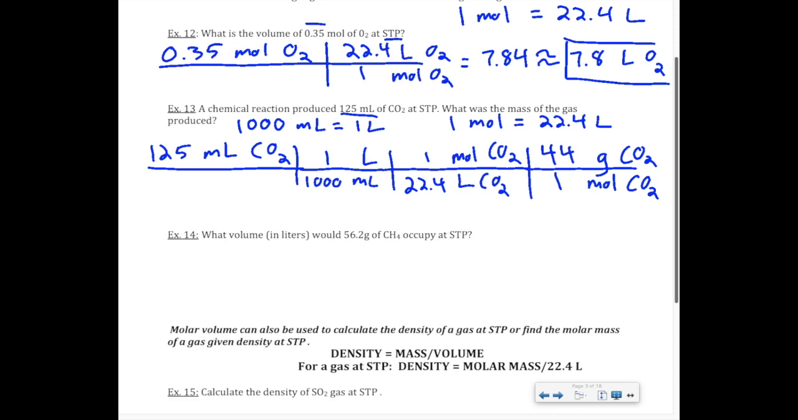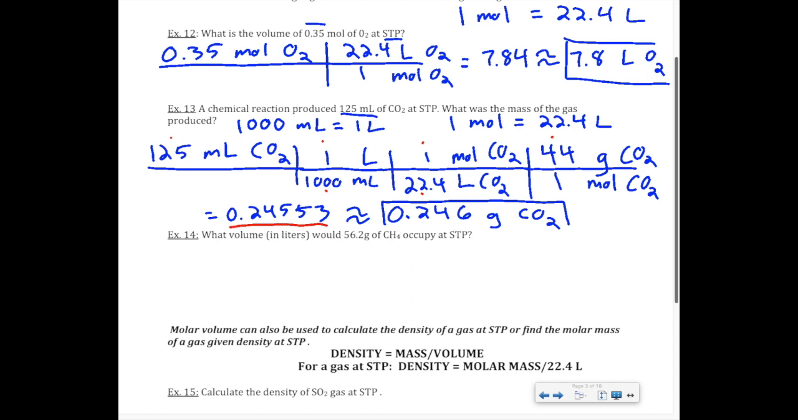So 125 times 1 times 1 times 44 divided by 1,000 divided by 22.4 divided by 1 will give me 0.24553, and I need to approximate that to 0.246 grams of CO2. By the way, you see me approximating a lot of numbers right here, this little step.